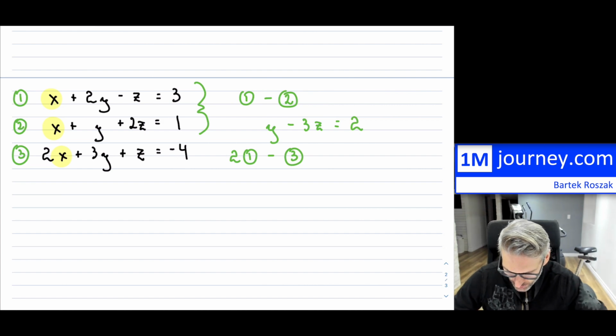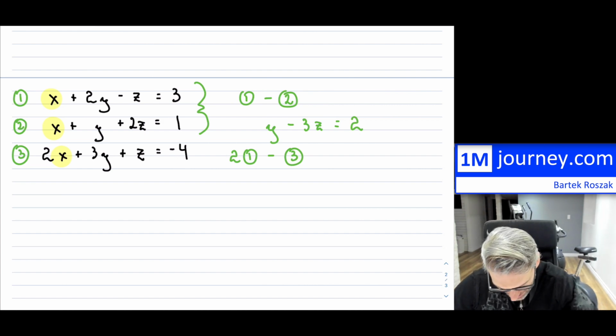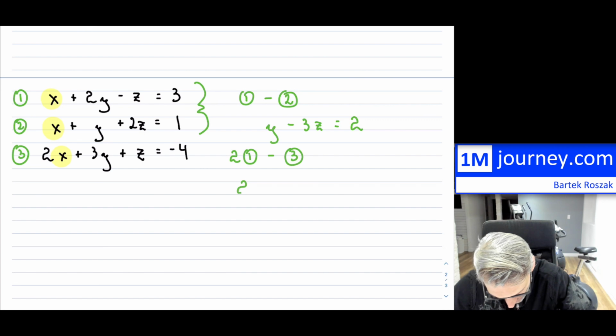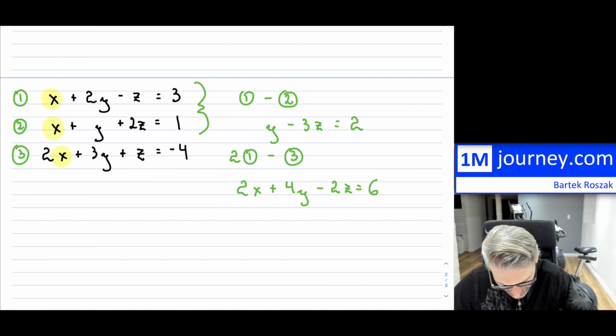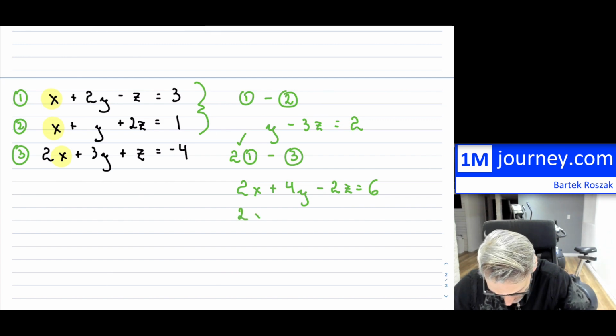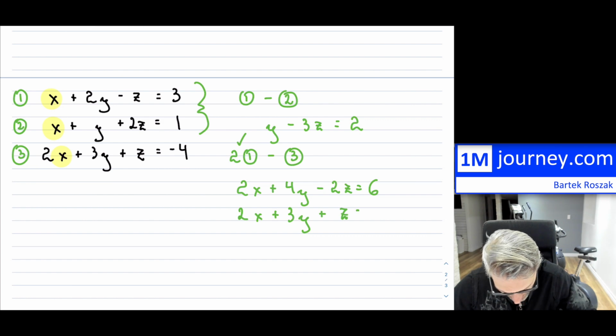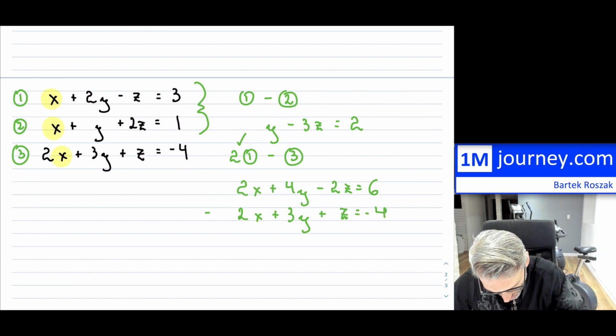Now, if I do that, so if I take twice the amount, I'm going to actually write it out just so that I have it in front of me. So this is going to be 2x + 4y - 2z = 6. So that's the 2 times 1. Now I'm going to subtract the 3, so I'm going to just rewrite it here for myself. So this is what I'm going to have. And now I can subtract the 2.